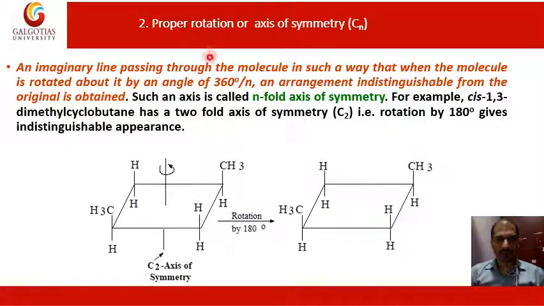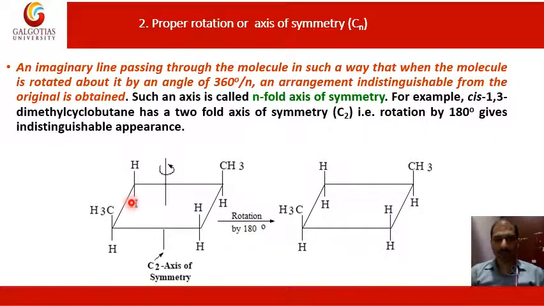Now another important operation is the proper rotation or axis of symmetry, which is also called the Cn symmetry operation. Here, an imaginary line passes through the molecule in such a way that the molecule is rotated by a certain angle. Here you can see a 180-degree rotation. But similarly, it could be a 90-degree or some other angle. So here C2 symmetry means 360 by 2, so it will be rotating by 180 degrees.